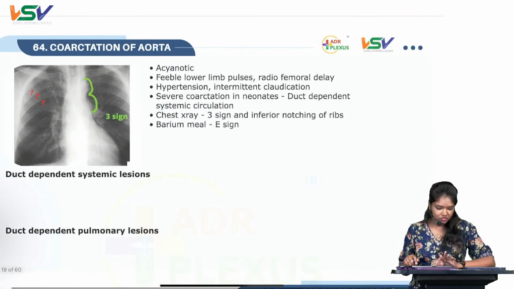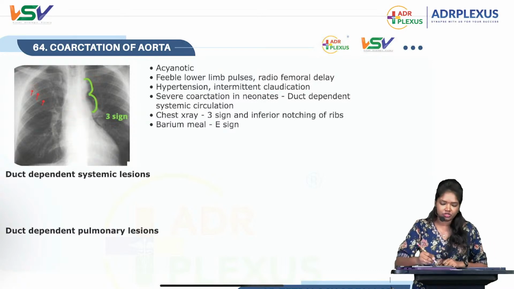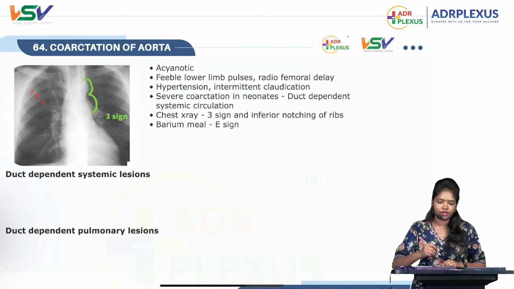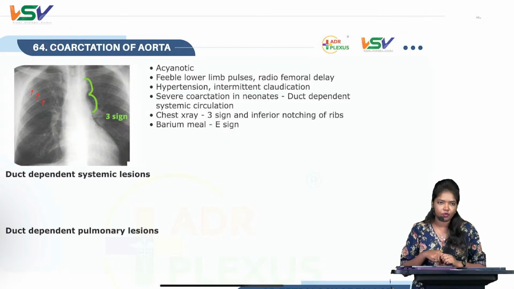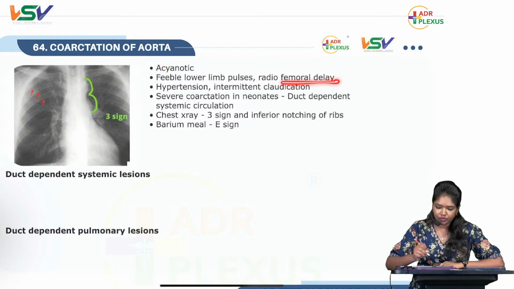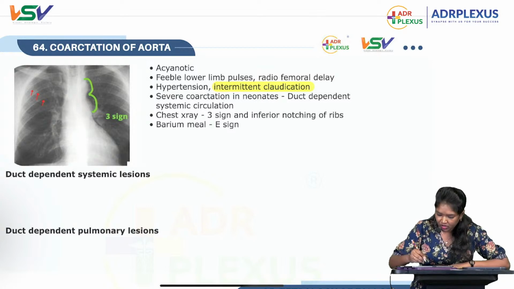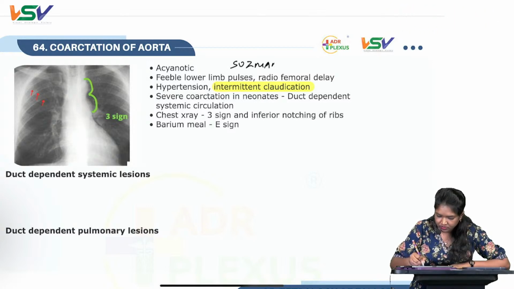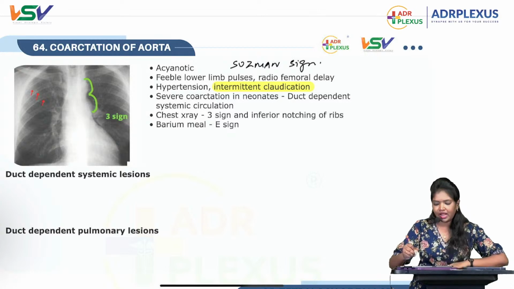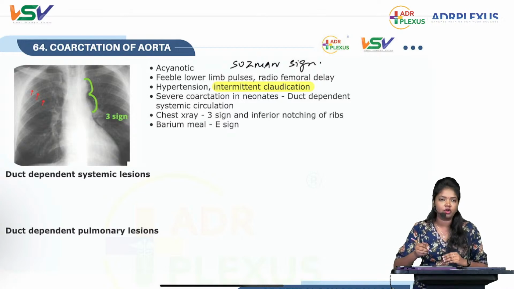VSB 64, what do you see here? Yes, you see the 3 sign and inferior notching of ribs. The 3 sign in X-ray with inferior notching of ribs is a feature of coarctation of aorta. It is an acyanotic disease because there is no mixing of blood at all. Feeble lower limb pulses, radiofemoral delay, hypertension and intermittent claudication are the important features. On examination, you will see a sign called Suzman sign. In the interscapular area, you will hear some murmurs because of the collaterals.